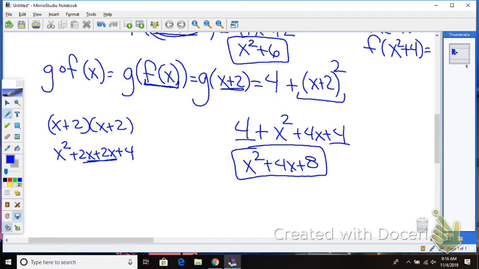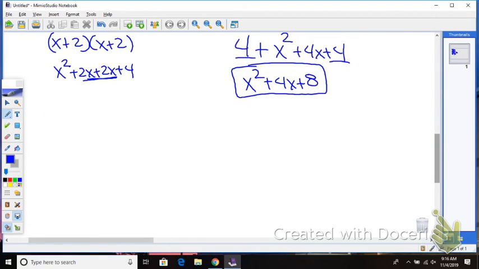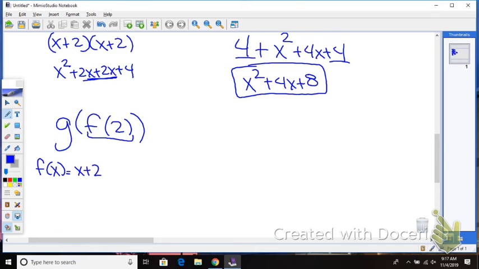Well, that's easy. It's not too bad. Now I want to show you one where you're inputting a number and show you how much easier that is. Let's stay with g of f of x, but instead I'm going to say g of f of 2. You'll have to refer to your f and g. The first thing you do is f of 2. Which one was f of x? x plus 2.